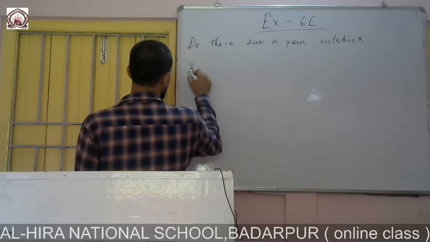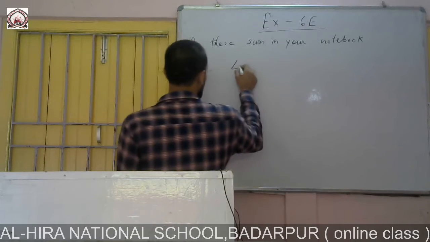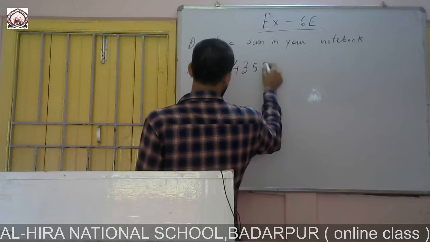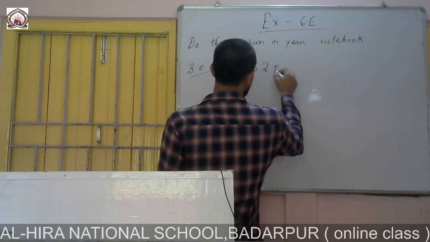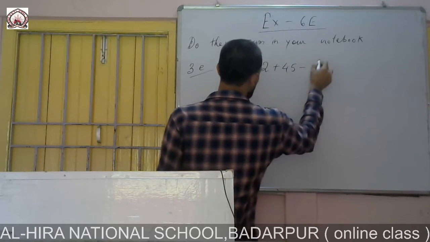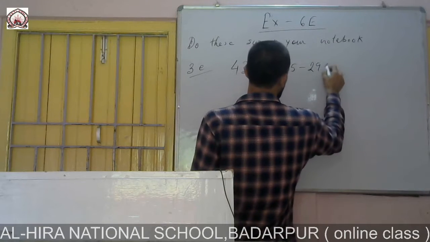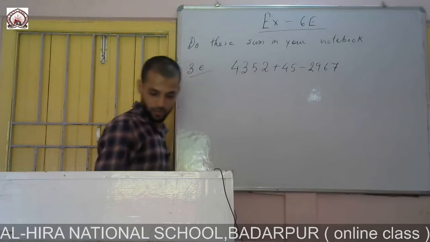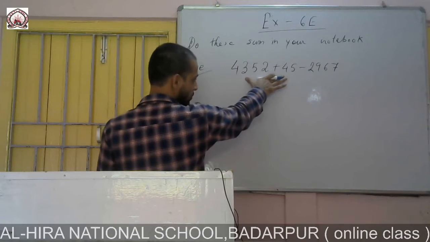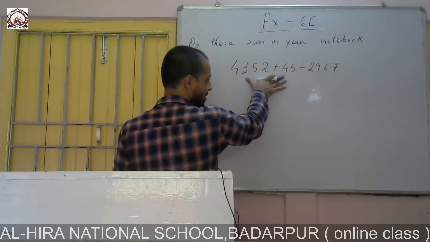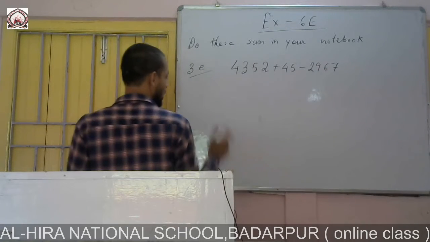That is 3e: 4352 plus 45 minus 2967. So what we have to do? First of all we have to add these two numbers. So after getting the result we have to subtract 2967. Okay, so what we have to do?